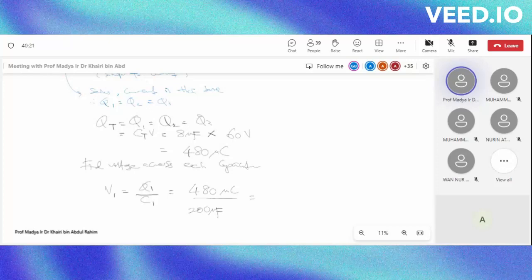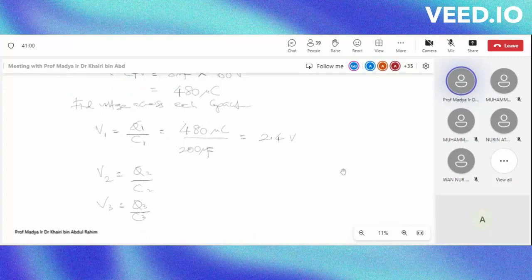So this is equals, yes, any, who's talking just now? Okay, so that's very easy. And similarly, you can do for V2 and V3. Right? Any questions so far? So this is series capacitive network.